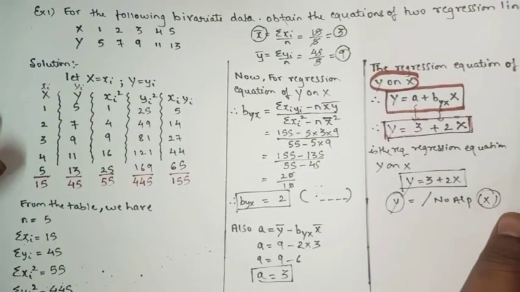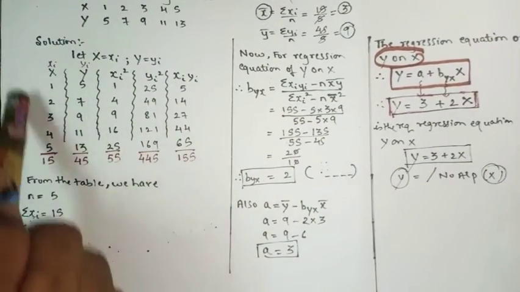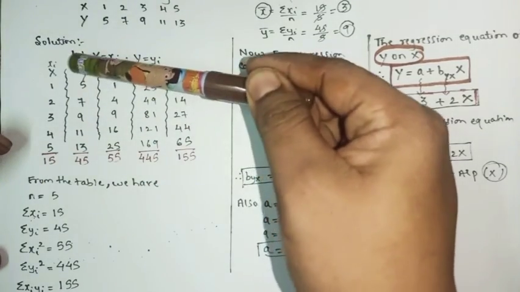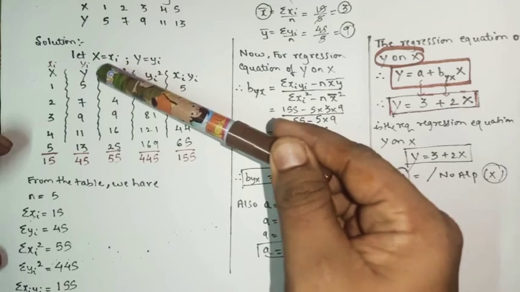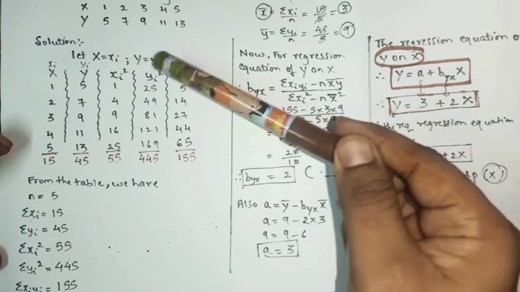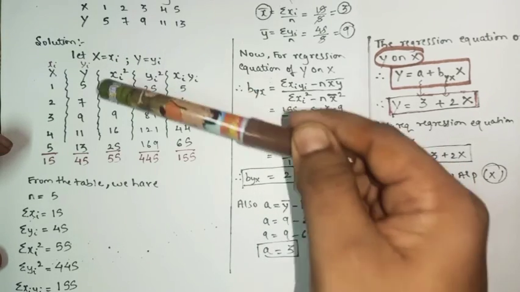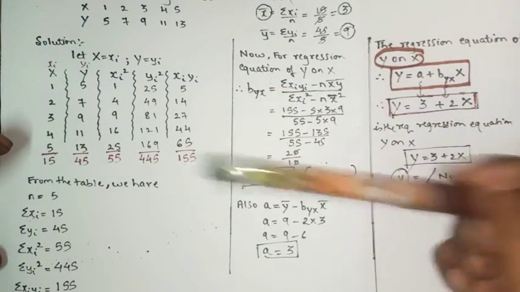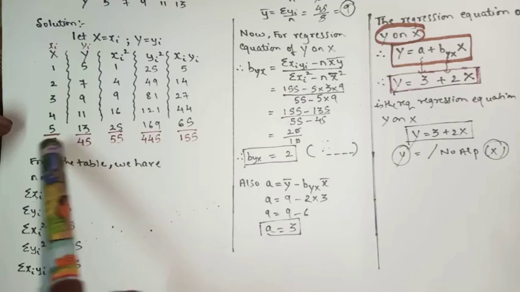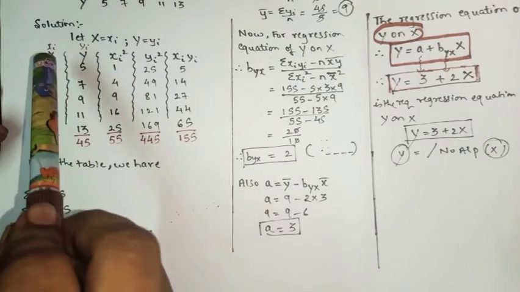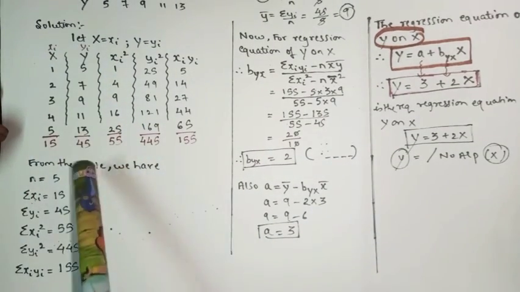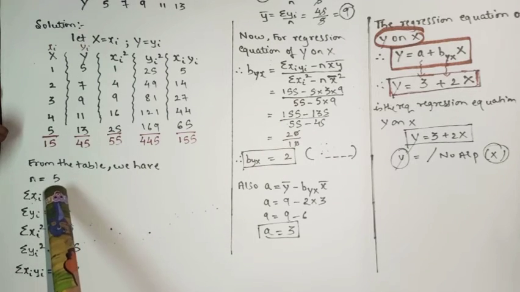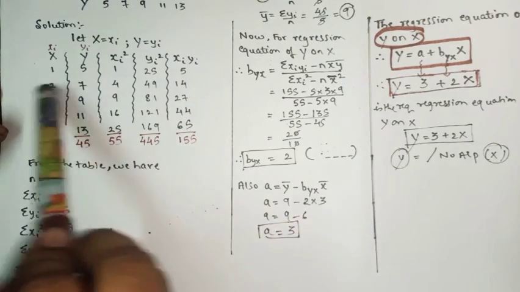For x and y on x, first you will construct the table. In the first column you will write xi, then yi. So first you will write let capital X be xi, capital Y be yi. Then after that xi square, yi square, and in the last column xi yi. From the table you will get these values, the total of xi yi, so all that part you will write here. N is what? Number of observations.